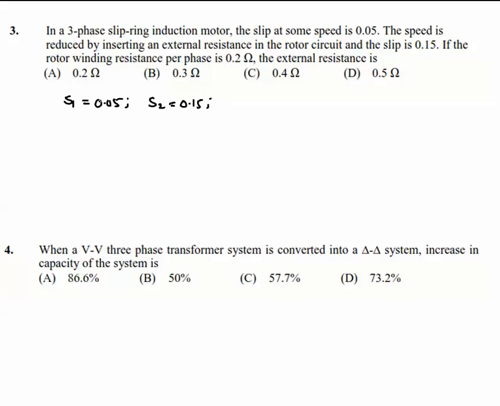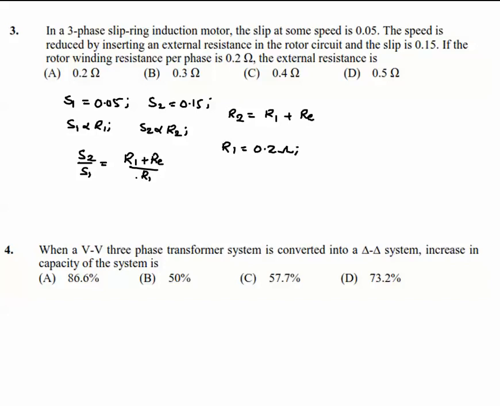Normally we know that S1 is proportional to R1, and here S2 is proportional to R2. So R2 is nothing but previously we had some resistance, that is R1, and to that we are adding some external resistance Re here. From this, S2 by S1 is equal to (R1 plus Re) divided by R1. So we know the value of R1. So what is R1 here? R1 is nothing but 0.2 ohms.